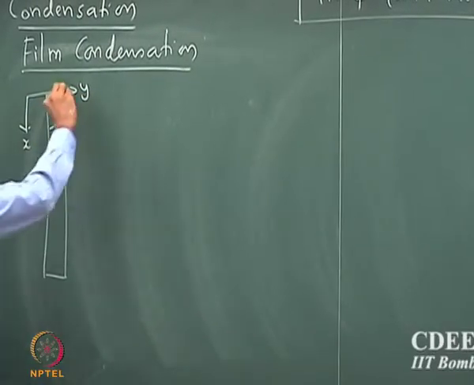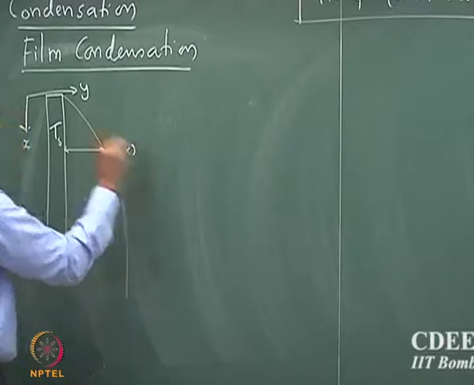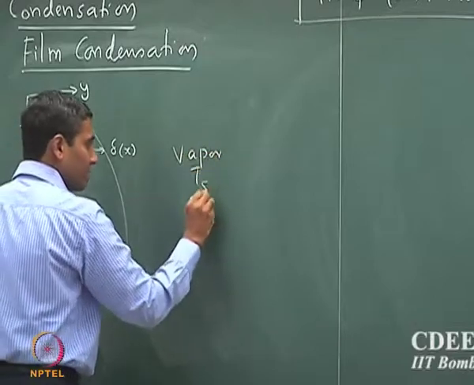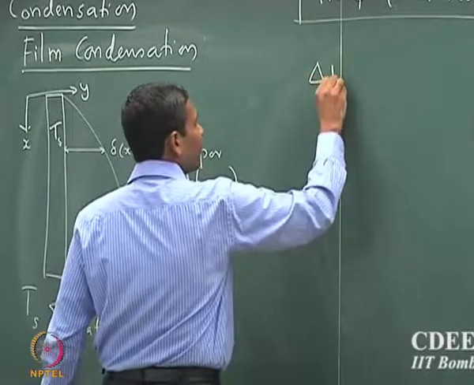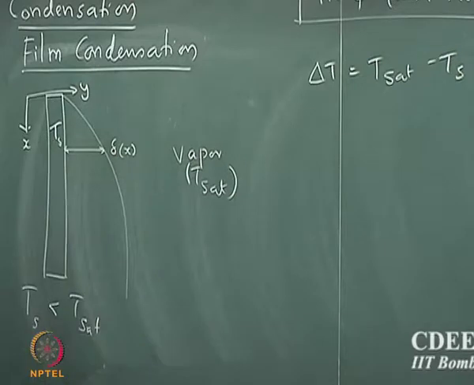Okay. So, now I have a film here, and that is my boundary layer thickness delta x, and I have vapor here which is at Tsat, and this surface is at a temperature Ts, and we assume that Ts is smaller than Tsat. Okay. So, what is the driving force for condensation? It is the temperature gradient, right. So, delta T, the driving force, is Tsat minus Ts. So that is the driving force for condensation.